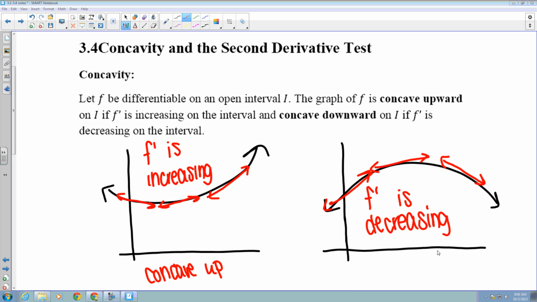And then the next one is where f prime is decreasing. Notice that it starts positive and flattens out and starts becoming negative. This is called concave down.